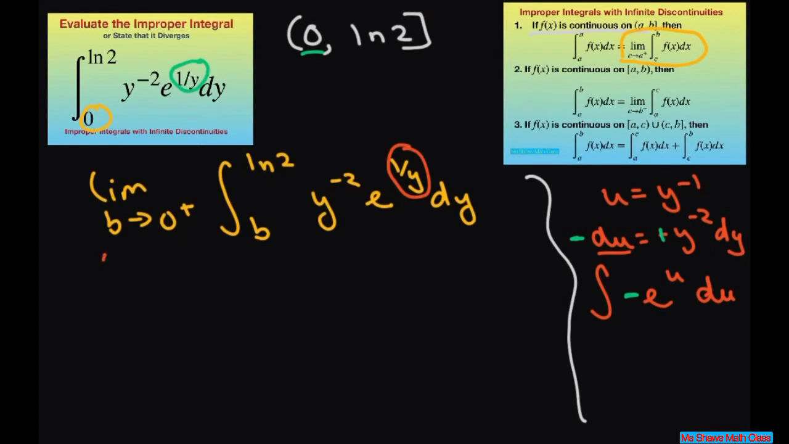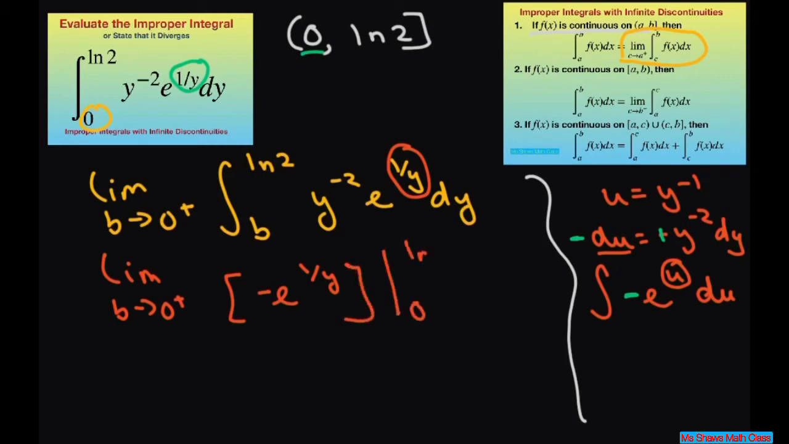And we're going to write this as the limit as b approaches 0 from the right. And we're just going to get negative e. Substitute back in your u, which is 1 divided by y. And then we're evaluating it from b to ln of 2.